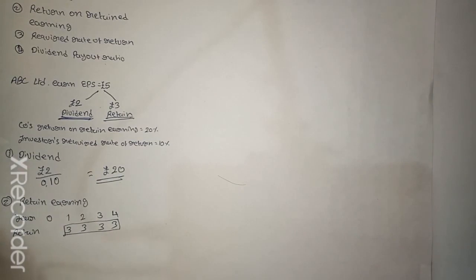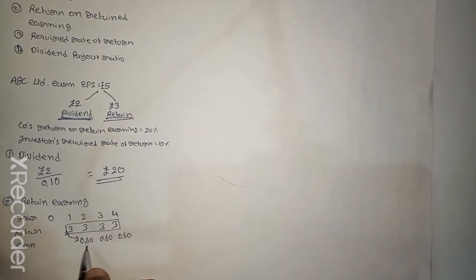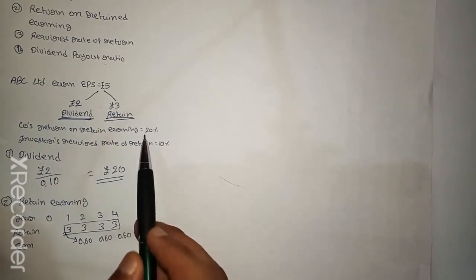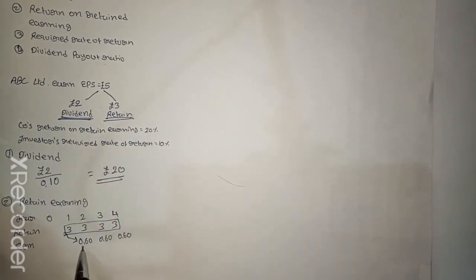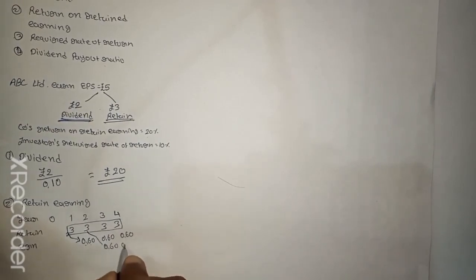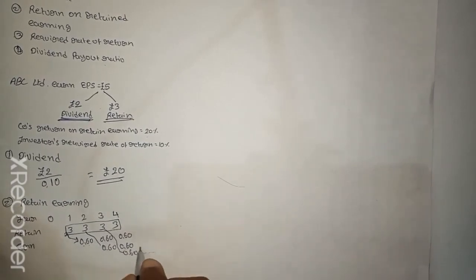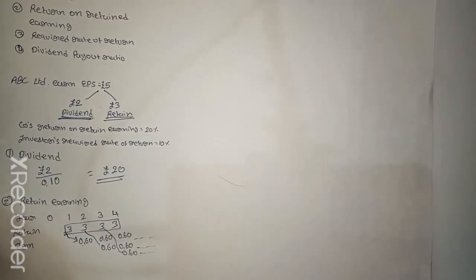So from the retained earning of rupees 3, how many rupees will the company earn? The company will earn from these 3 rupees 0.60, which means 20% on its retained earning, in every year. 0.60, 0.60, 0.60, 0.60, it is continuing, means perpetual.